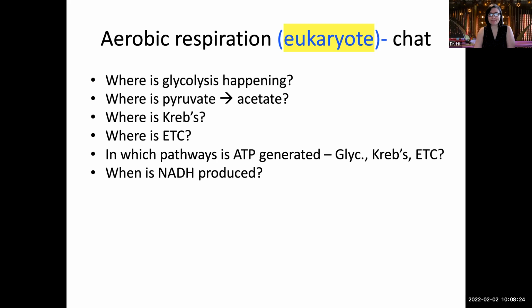Great. So it actually happens in all of the steps leading up to the electron transport chain. In glycolysis, a little bit of NADH is produced. Some electrons are removed here. When pyruvate is converted to acetate, a little bit more electrons are removed and NADH is produced. Going through the Krebs cycle, the majority of electrons are removed and put onto NAD plus, making NADH. So the NADH is produced in all of these steps.